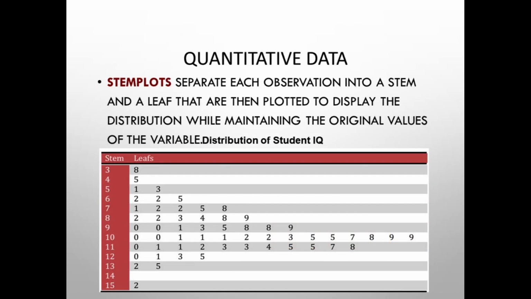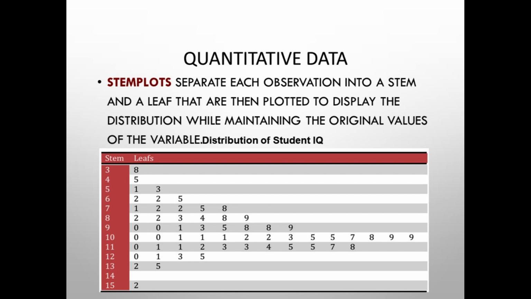Stem plots are also considered graphical representations, but they use numbers to show how variables are distributed. A stem plot looks like a histogram that is turned on end. This example shows the distribution of student IQs. The first column, labeled stem, shows the first one or two digits of the IQ score, the tens digit and the hundred digit. And the column labeled leaves includes the last digit, or the ones, of the IQ scores.